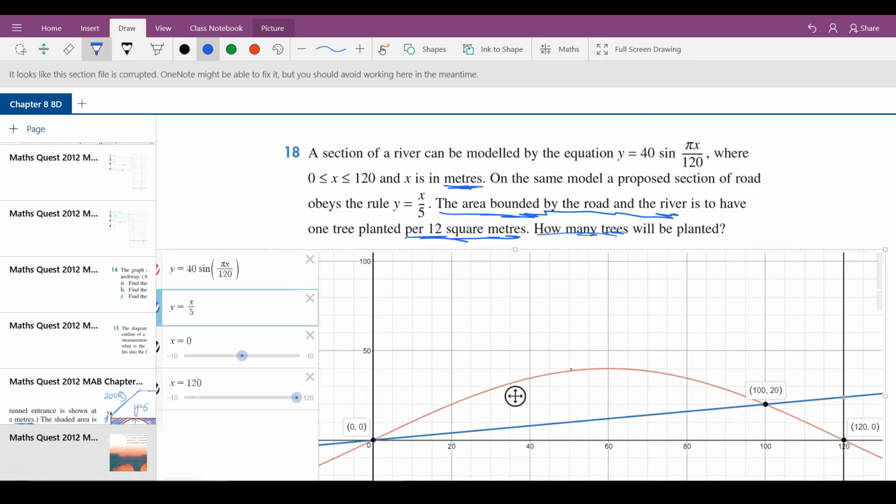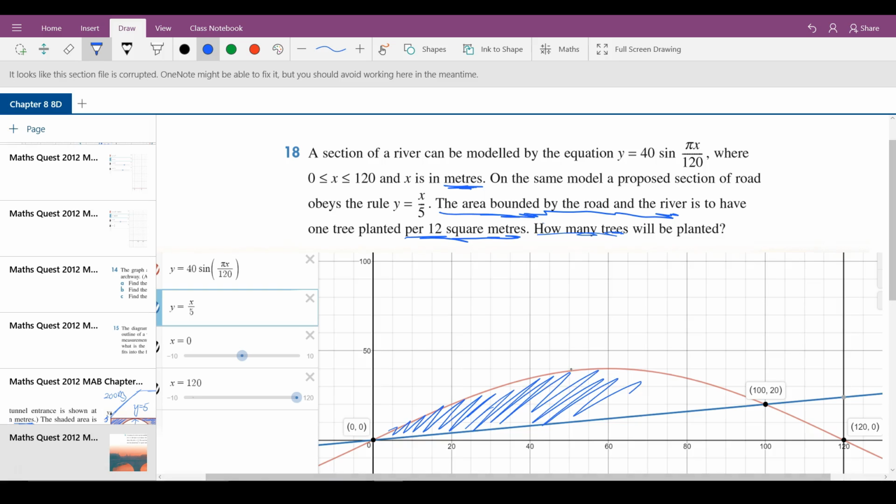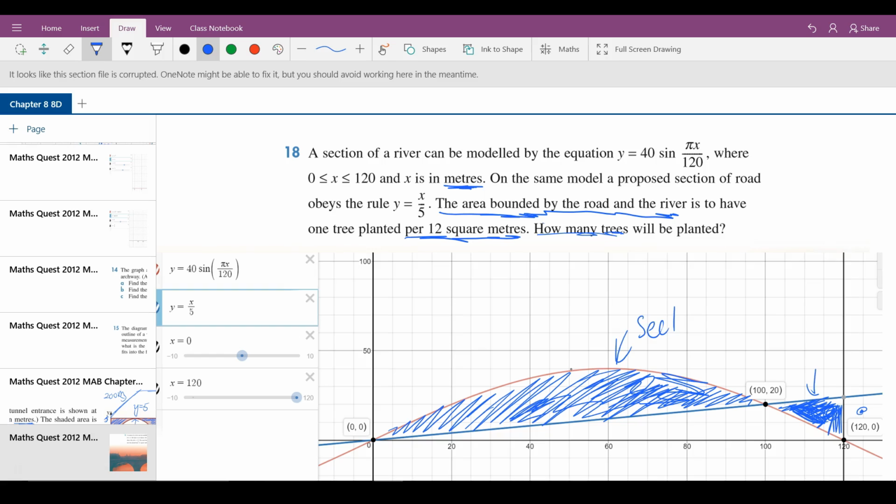Alright, so here's my graph. We're looking for the area bounded by the road and the river, so we're looking for this area. But we're also looking for this area as well, because 120 is over here. So 120 is where the black line is, and we're looking for all the area bounded by the river and the road between that domain. So we've got two sections here, section 1 and section 2.